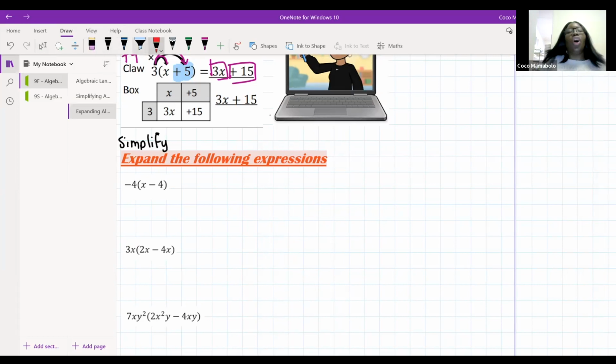All right. So we're going to use the claw method for this. We're going to start by going -4 times x, which is 100% correct. This is -4x. We're just going to multiply those two. And then what I'm going to get here is -4 times -4. Now, I know many of you will already tell me a negative and a negative is going to give us a positive. 4 times 4 is going to give us 16. So we need to remember, like we said, the signs are not always going to look good. All right. So our answer here is -4x plus 16.